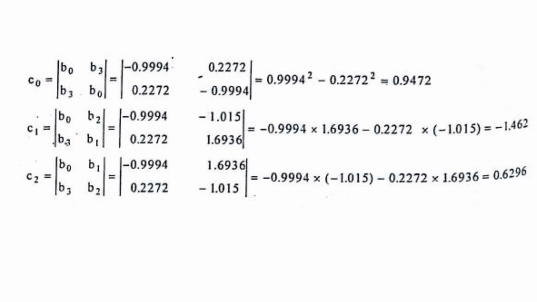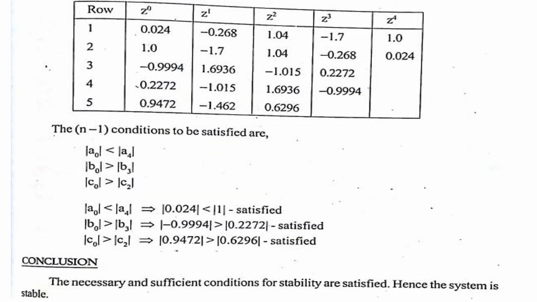After finding out the determinants, you can put them in table form. Don't forget to put it in table form. Everybody finds out the determinants and stops there. Please put it in table form, because it will be easier for you to check the condition. So just write it like this in table form.